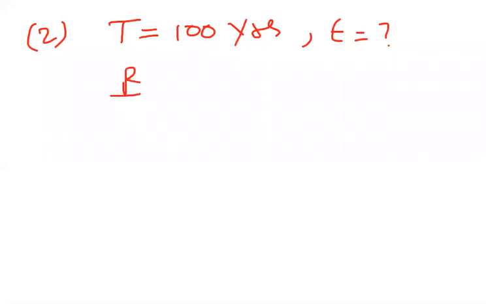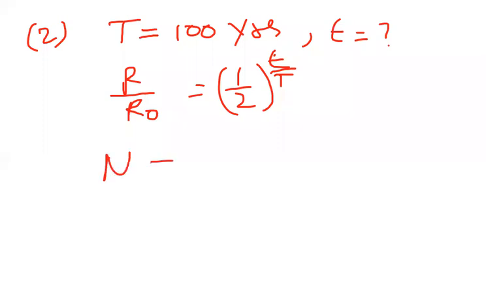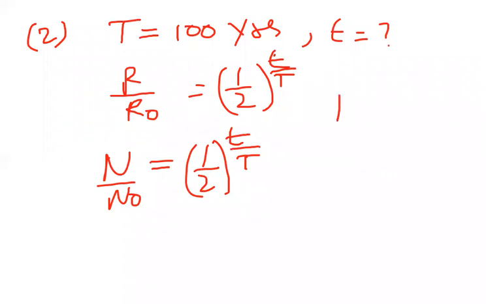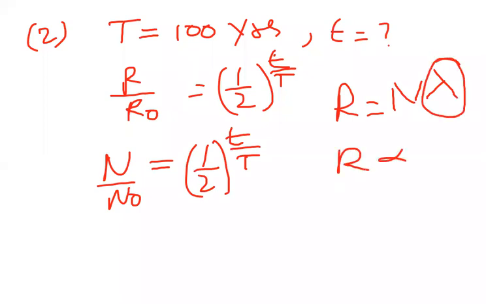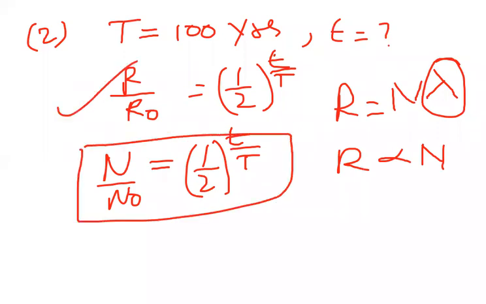We also know that R by R naught is equal to 1 by 2 whole power small t by capital T. How did you get this formula, sir? I know N by N naught is equal to 1 by 2 whole power small t by capital T. This is my formula. Now you are asking in terms of activity. I know that activity is nothing but N lambda, and the decay constant is constant, so R is proportional to N. So the same way we write the formula for N, we will write it for activity also.